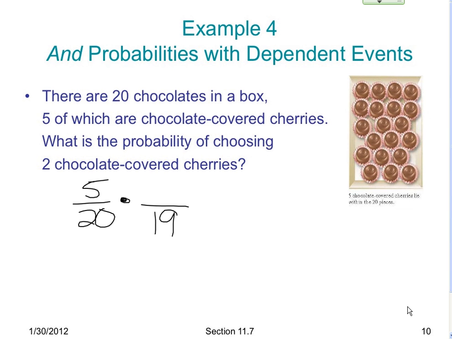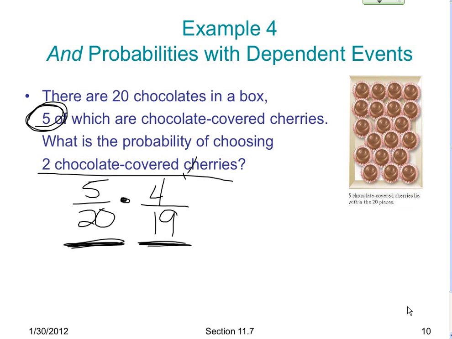Now we have to think about how many chocolate-covered cherries there are left in the box. Well, remember the first one I ate was a chocolate-covered cherry. I started with 5. I've eaten 1. So there are 4 chocolate-covered cherries left in the box. So the probability of the first one is 5 out of 20. The probability of the second one is 4 out of 19, because I've already eaten one of the cherries, I've already eaten one of the chocolates.